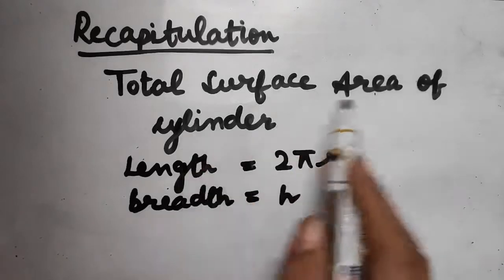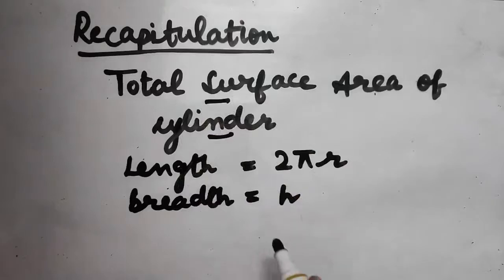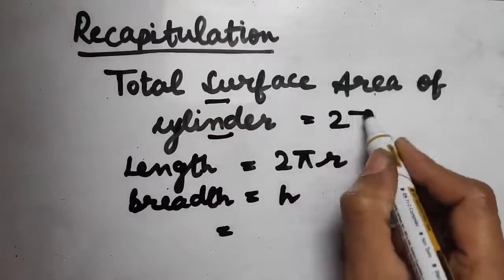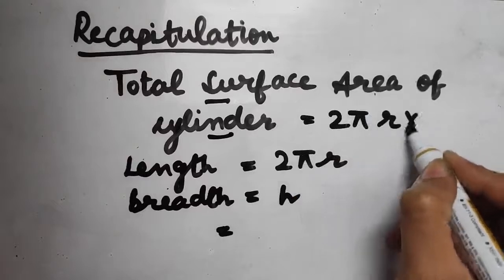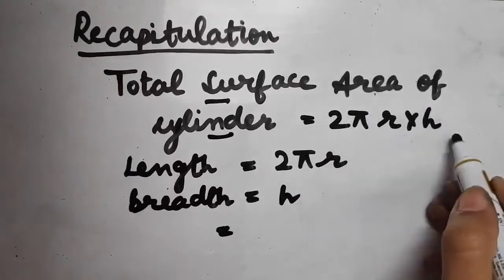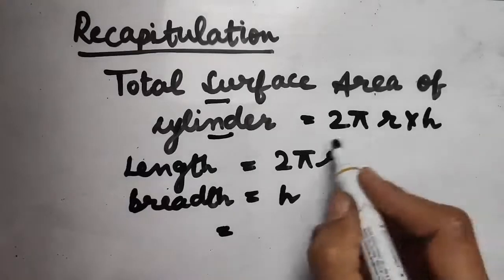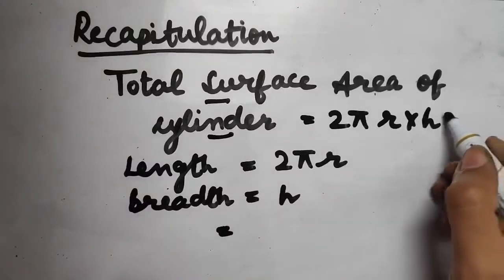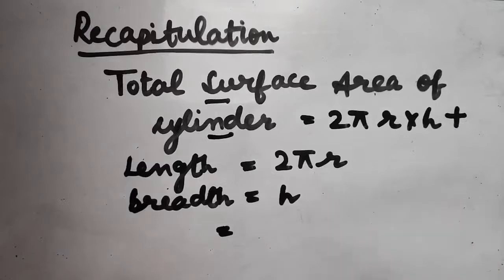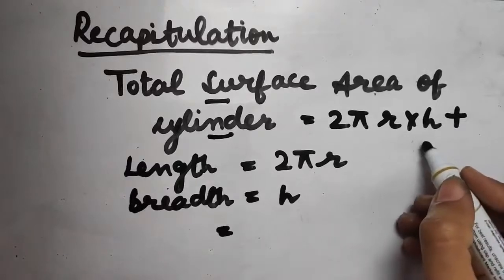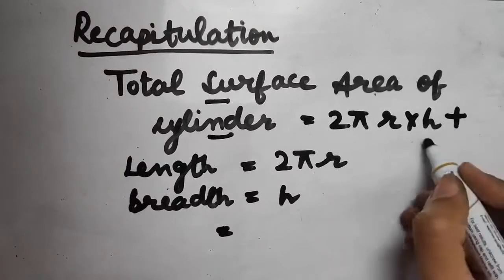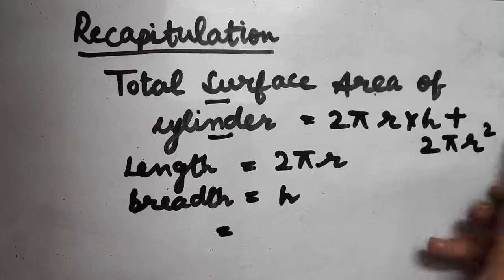So total surface area of cylinder is equal to 2 pi r into h. So this is the formula of total surface area of cylinder. If I talk about 2 pi r h plus, what is the area of base? That is, 2 circles are there, so it will be 2 pi r square.